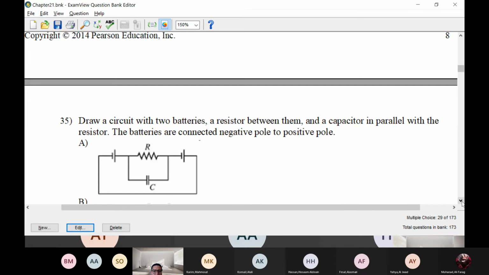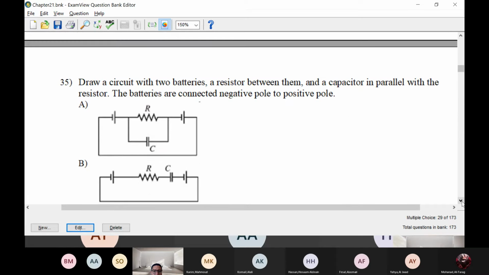We have something like this. Draw a circuit with 2 batteries, a resistor between them, and a capacitor in parallel with the resistor. So he's asking you to draw a circuit and gives you examples. Let me get someone to read this question.